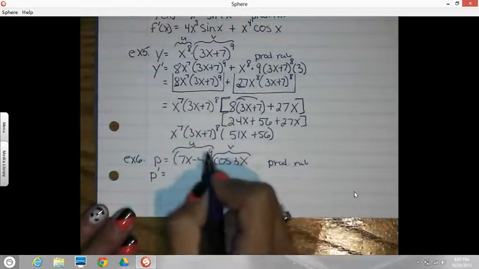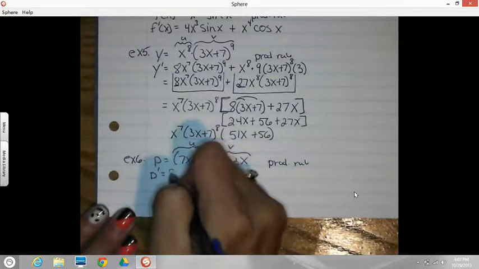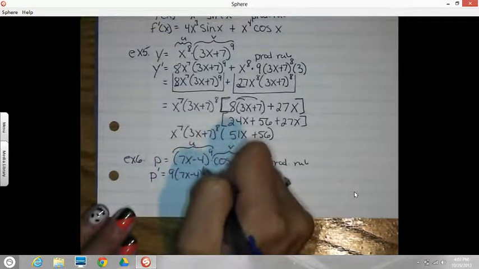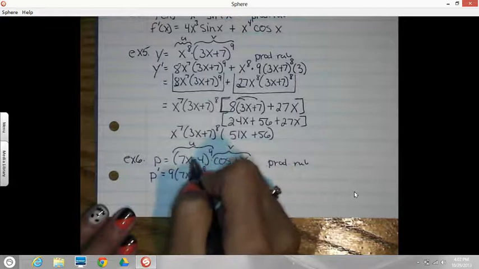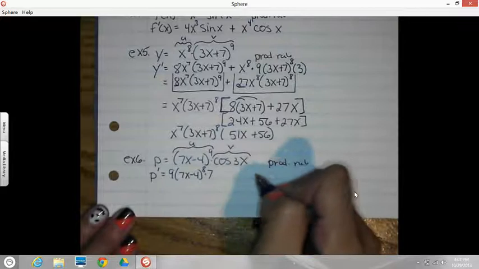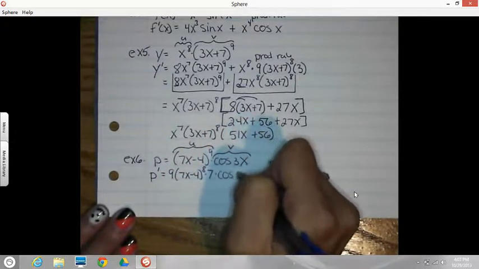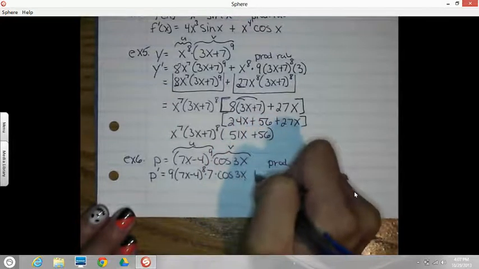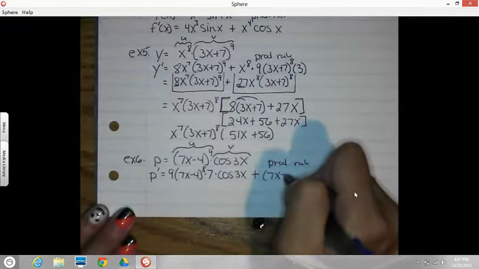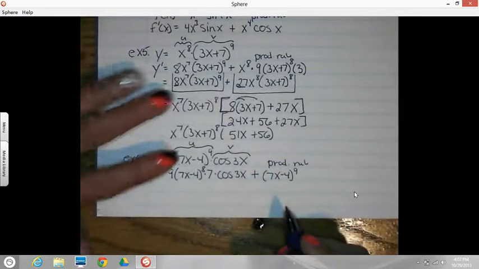We need u prime. Inside, outside, start here. Power rule. 9. Inside stays the same. The 1 less power, times the inside. Derivative here is a 7. Derivative here is 0. Okay, that's all u prime times the v. Plus, keep this the same. Now v prime. So it's a trig function.